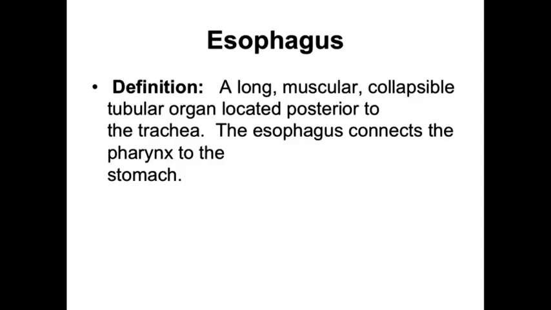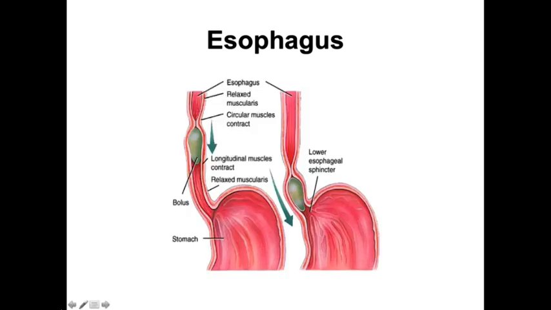The esophagus, that's a long, muscular, collapsible tube. It's posterior to the trachea, and it connects the pharynx to the stomach. Here is the lower esophageal sphincter, right there, also known as the cardiac sphincter. Here's the bolus moving down the esophagus. Once it's in the stomach, it's called chyme. These grooves that you see here, all of these little indentations in the stomach, those are called rugae of the stomach.